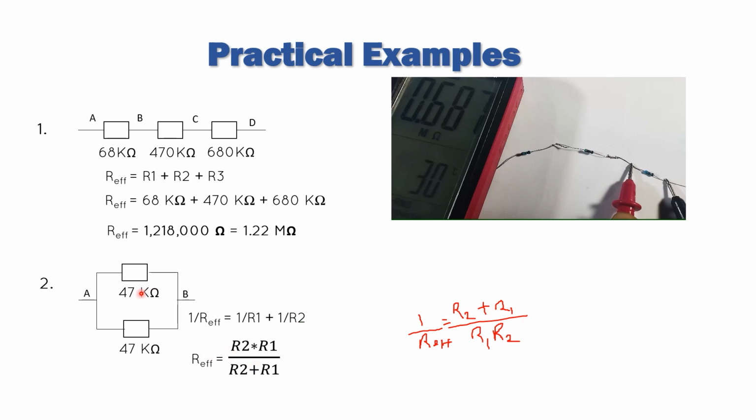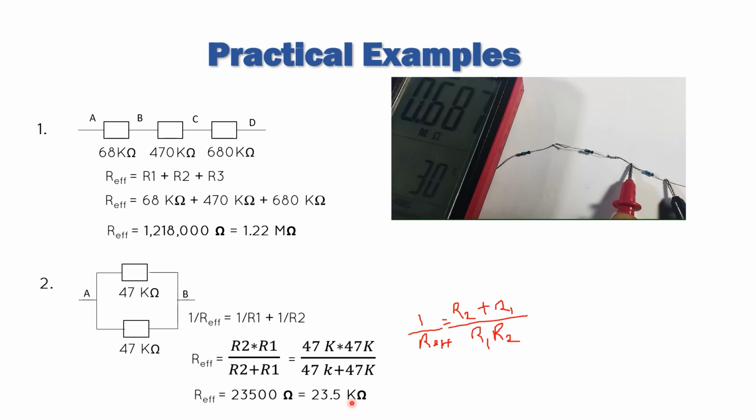If we have 2 resistors, you can always go straight to use this formula to get an answer, and then we can also derive for 3 resistors, 4 resistors, as the case may be. But let's move on. So we have R2 times R1, 47k times 47k divided by 47k plus 47k, and then we have 23500 ohms, which we can write as 23.5 kilo ohms.